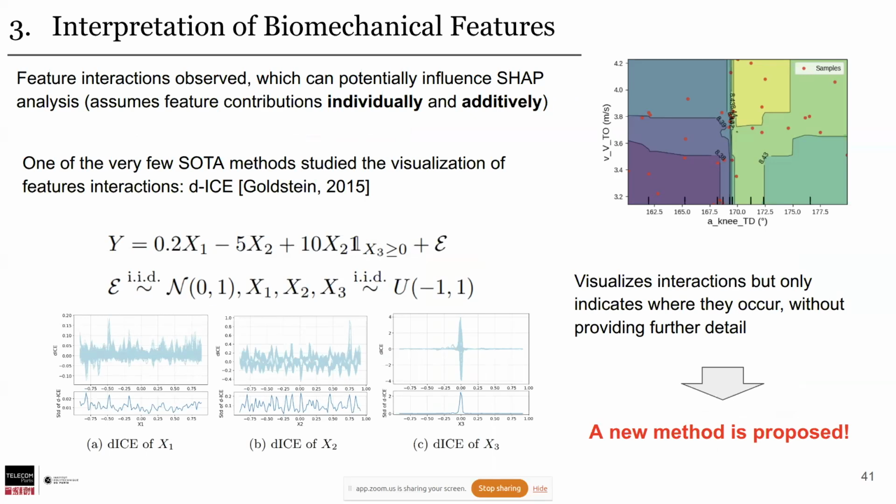However, there are few works studying this problem, especially showing how the interaction happens numerically. We take one of the most famous methods, PDP, here as an example. We set up a toy example, which is a random variable dependent on three variables, and two of them have interaction.